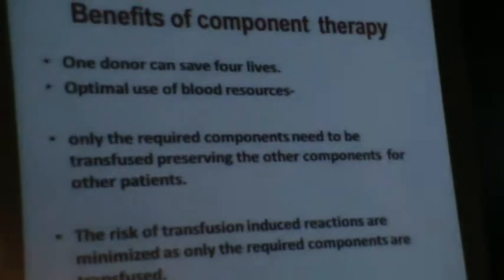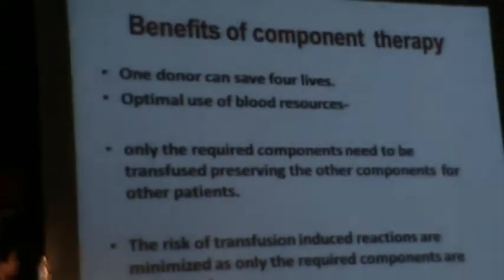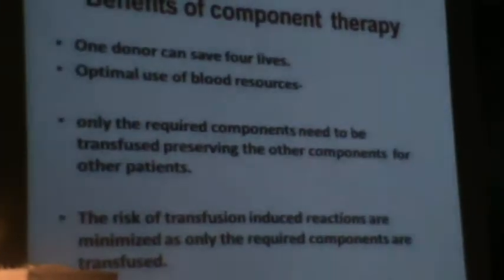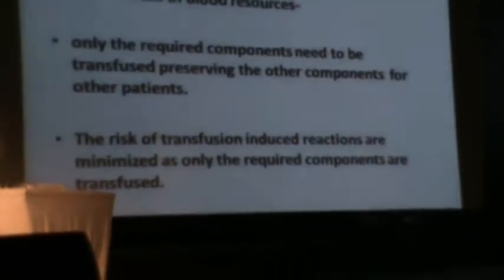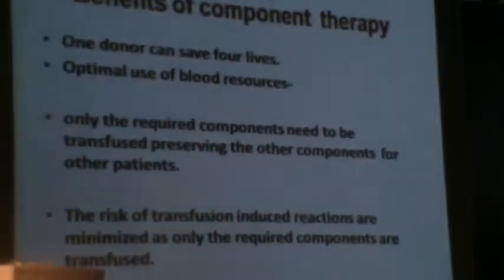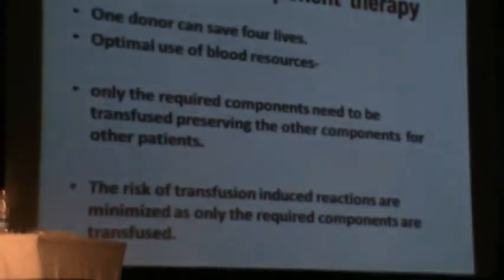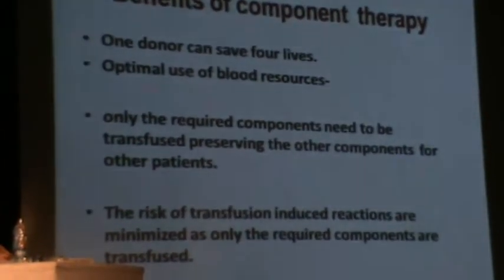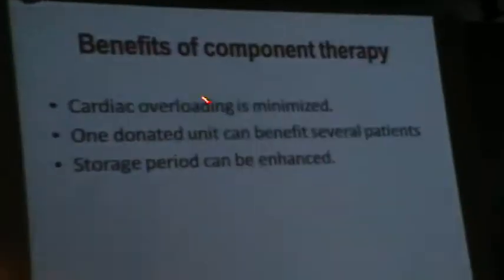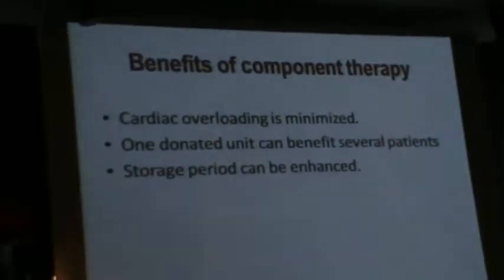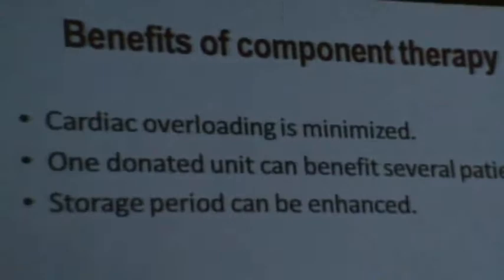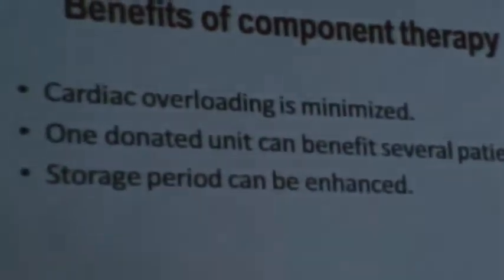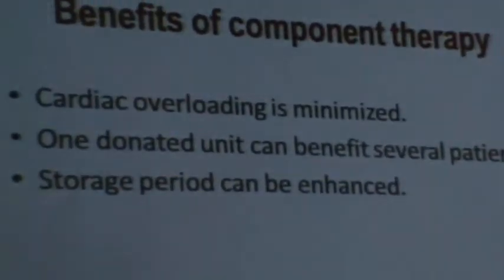And optimal use of blood resources, as I just said, the difference between a glass of water and a juice. Only the required components need to be transfused, preserving the other components for other patients. The risk of transfusion, very important: transfusion-induced reactions are minimal by transfusing just the required components. Cardiac overload is minimized, and storage period can be enhanced, as with how platelets and FFP could be preserved.